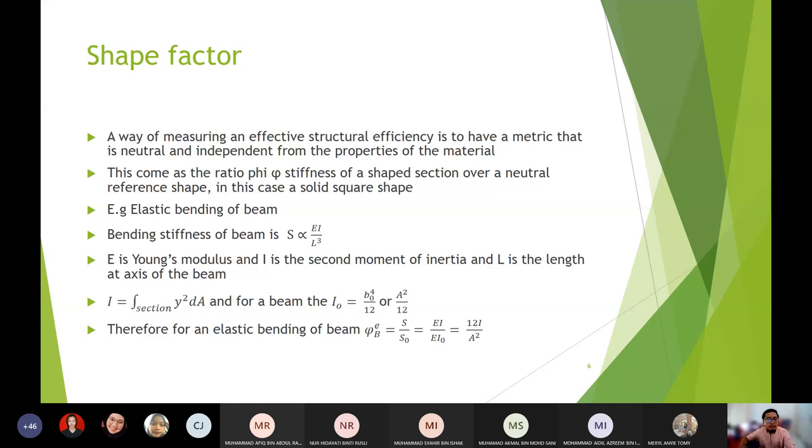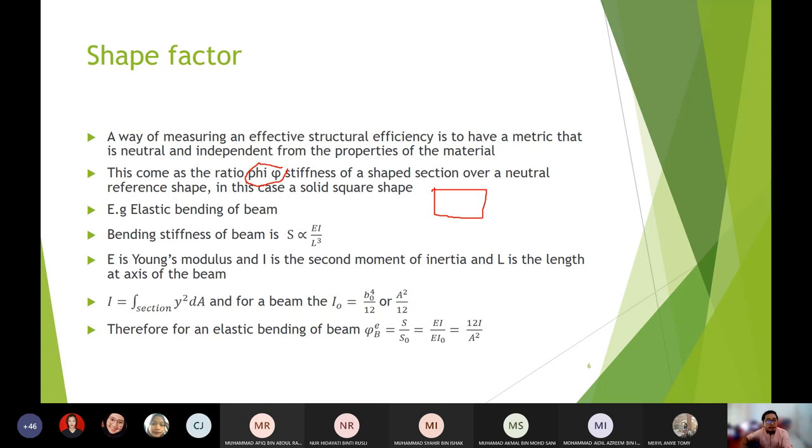So this is the definition of the ratio: the stiffness of a shaped section over a neutral reference shape, which in this case is the solid square shape. This is not a rectangle, but a square, what I meant to draw. So for example, an elastic bending of a beam.